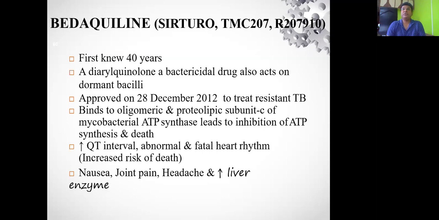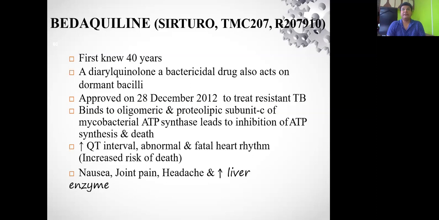And this particular bedaquiline is a diarylquinoline and a bactericidal drug which also acts on the dormant forms of bacilli. It is both bactericidal and also active against the dormant stages of bacilli. So this is a very important drug.